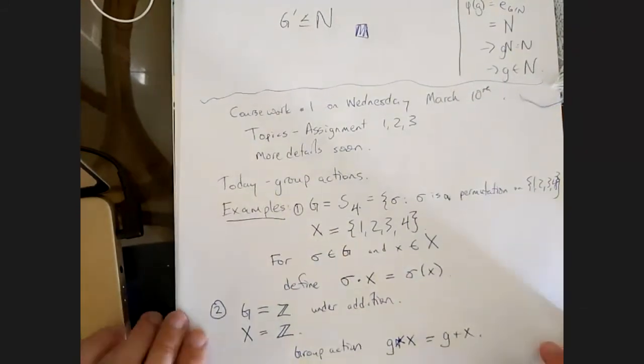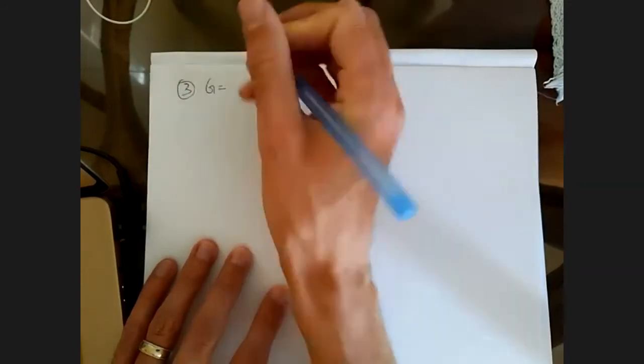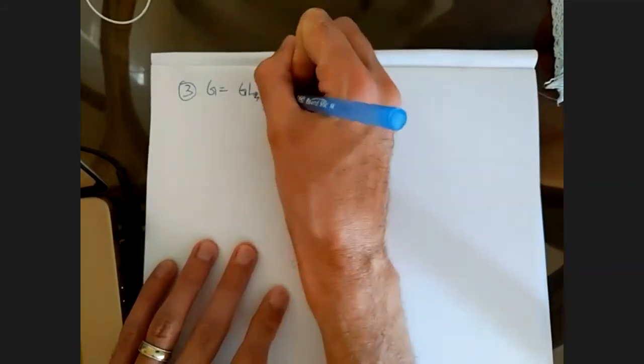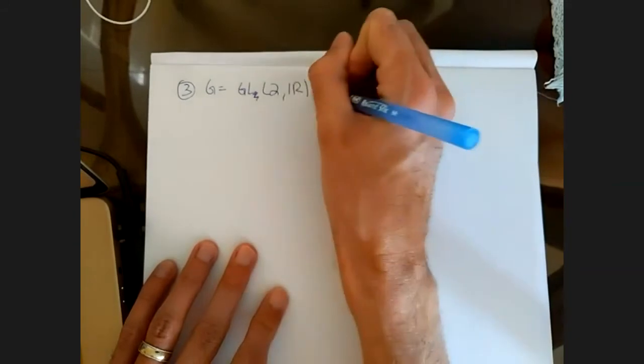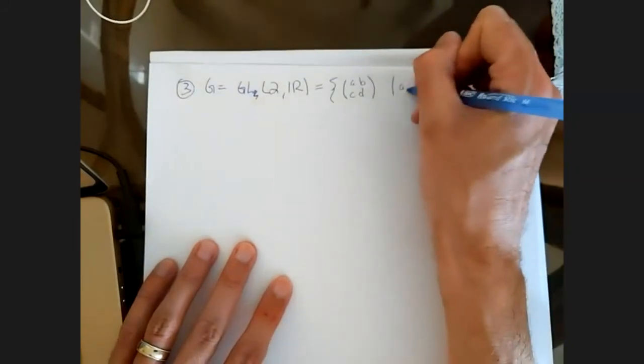What's another thing that we can do? What other types of groups do we have? We have groups of matrices, right? So G could be GL2R, in other words, the set of 2 by 2 invertible matrices.